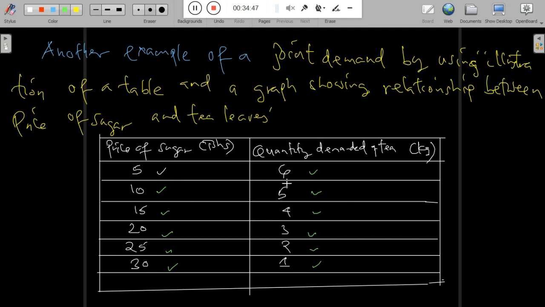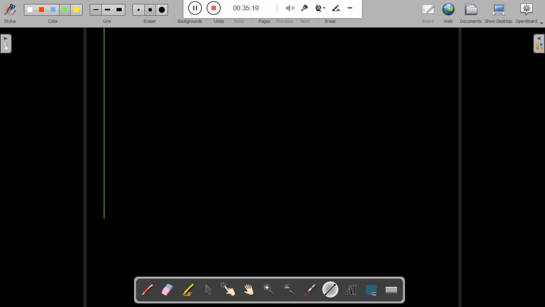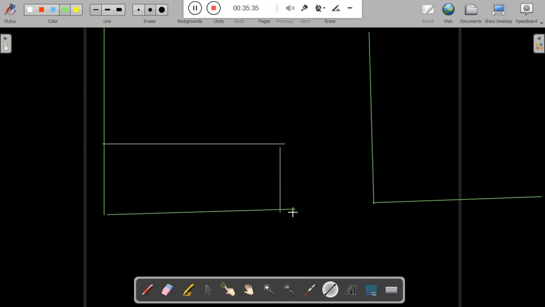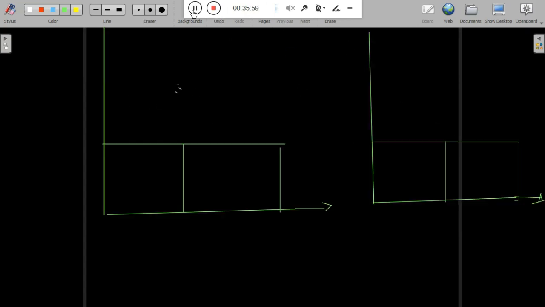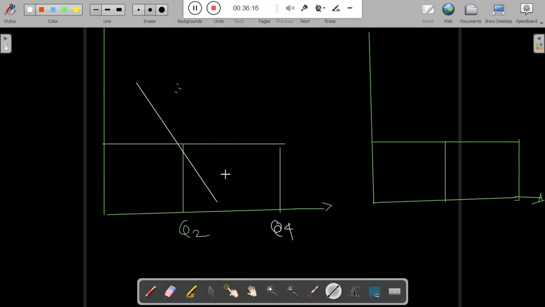This may lead to the progression of this kind of graph of tea leaves, the quantity of tea leaves that is produced and consumed. So it shows that the quantity demanded for tea leaves decreases when the price of sugar increases. The above graph shows that the quantity demanded for tea leaves decreases when the price of sugar increases.